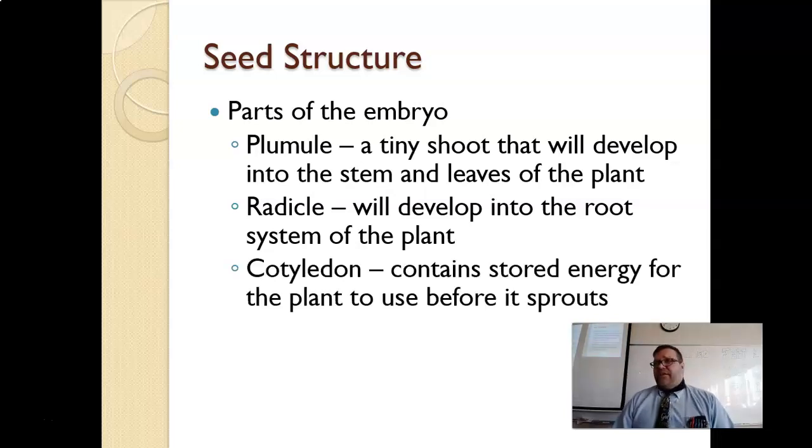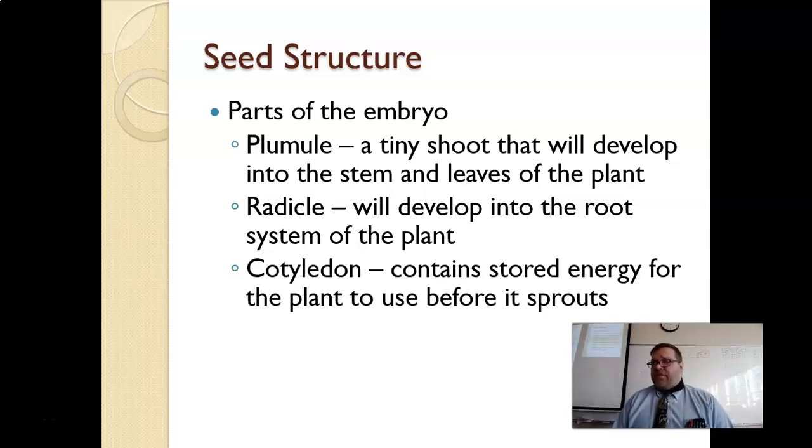The cotyledon. I've also heard it pronounced cotyledon. Cotyledon is how I do it. Contains stored energy for the plant to use before it sprouts. Stored energy. What would human beings have for stored energy? What do we call stored energy on humans? Fat. Yeah, fat. That's where all the energy is stored. Yep. So cotyledon is like a bunch of fat that the plant can live off of. Yep, if it needs to, as it's growing.